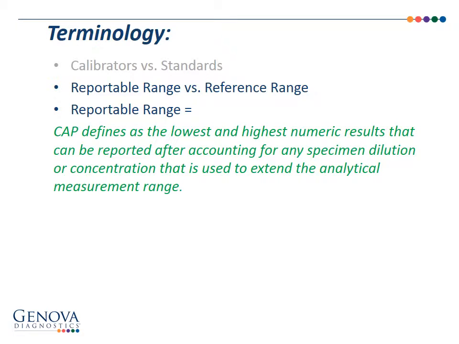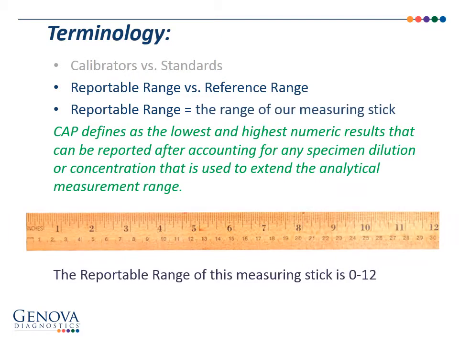The reportable range, the CAP, which is the College of American Pathologists, defines as the lowest and highest numeric results that can be reported after accounting for dilutions and that sort of thing. So this is our measuring stick again. So the reportable range of our ruler is 0 to 12. Our assay can measure 0 to 12. 13 is off of our stick. 13 is outside of our reportable range. That makes sense? It's pretty straightforward. This is something we're commonly thinking about in the lab.